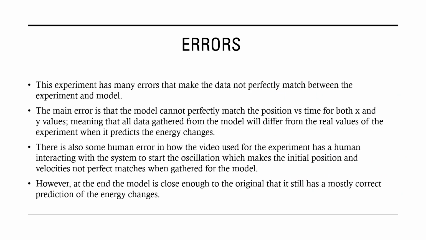Errors. This experiment has many errors that make the data not perfectly matched between the experiment and model. The main error is that the model cannot perfectly match the position versus time for both X and Y values, meaning that all data gathered from the model will differ from the real values of the experiment when it predicts the energy changes.